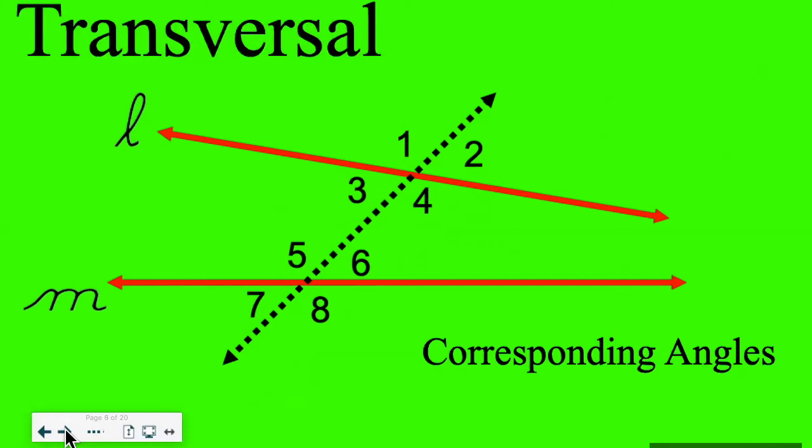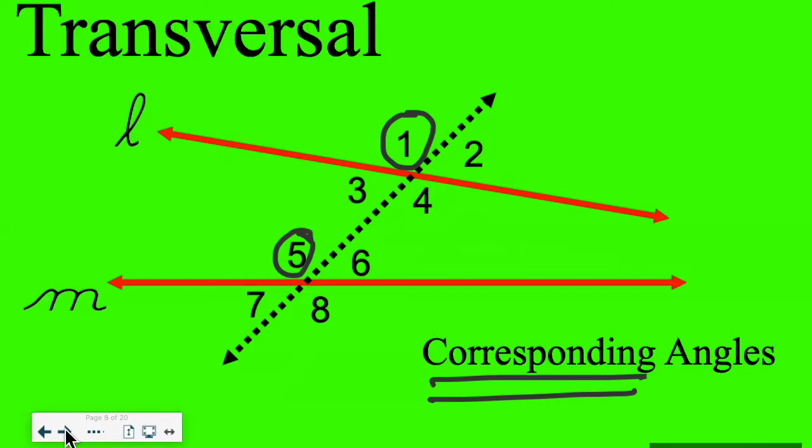Now corresponding angles lie on the same side of the line and the transversal. So what does that mean? If you look at angle 1, it falls above line L and to the left of the transversal. So what other angle lies above a line and to the left of the transversal? Well, that would be angle 5. Angle 1 and angle 5 are called corresponding angles because of that very thing. So what other angles are corresponding?